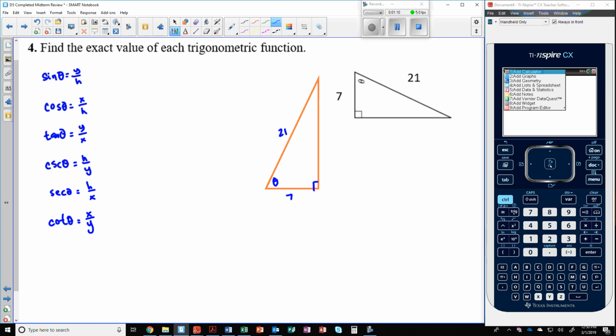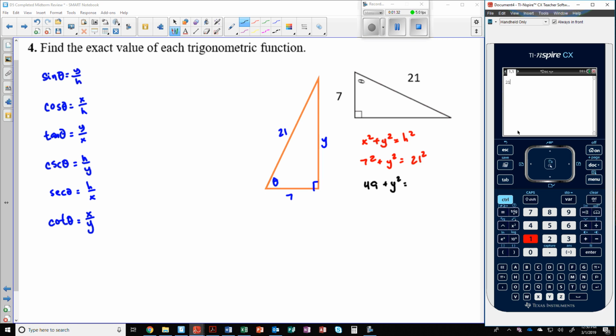Okay, here's our values. Now, right now, I don't have the y. So to solve for it, I'm going to do Pythagorean theorem. That's that x squared plus y squared equals our hypotenuse squared. So in this case, 7 squared plus y squared will equal 21 squared. Now 7 squared is 49 plus y squared. And I can come over here, and we'll find out that 21 squared is 441. And so I'll subtract 49 here to get the y squared by itself.